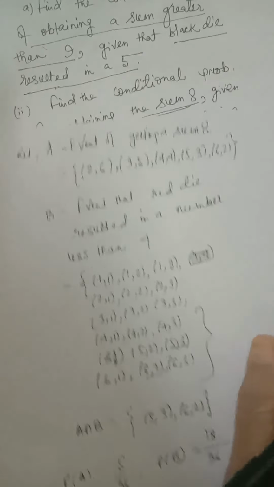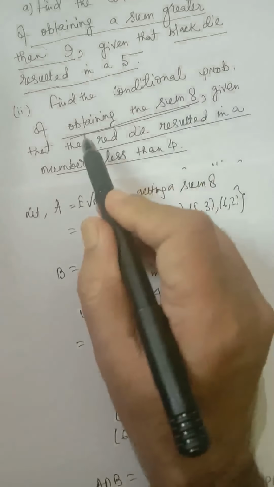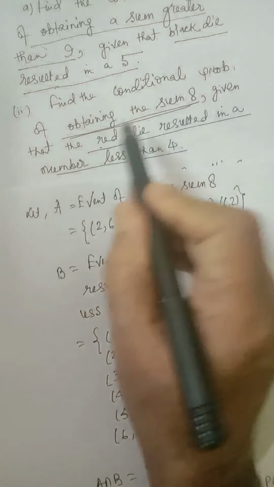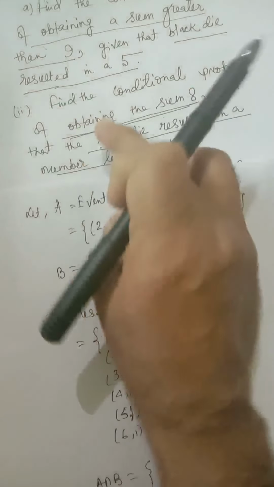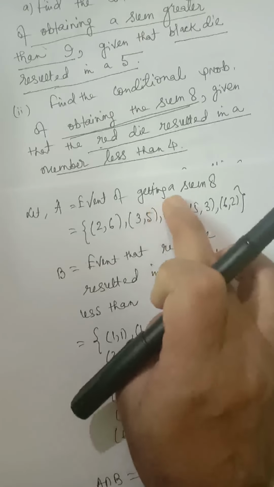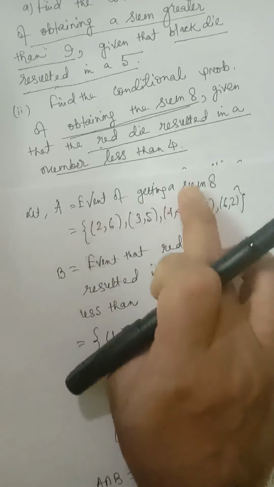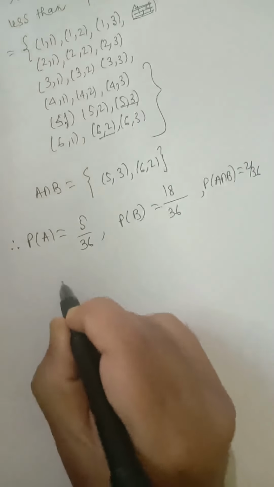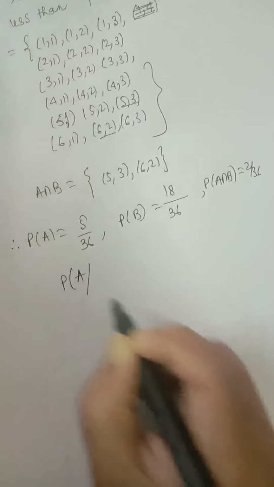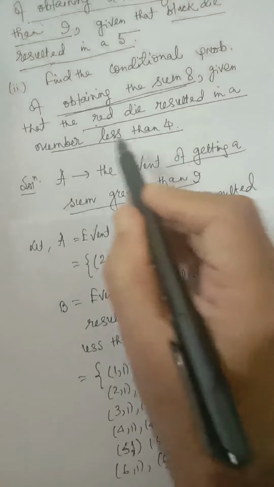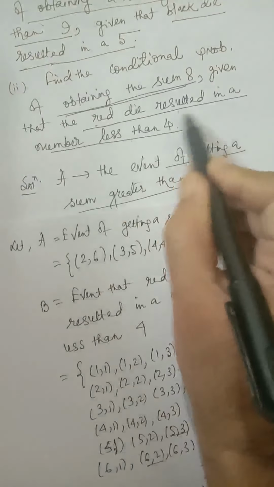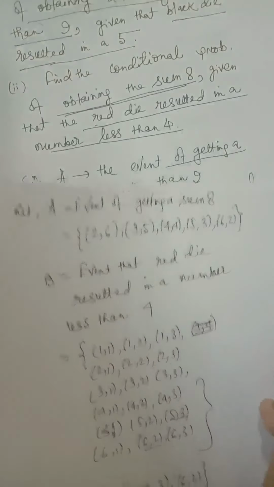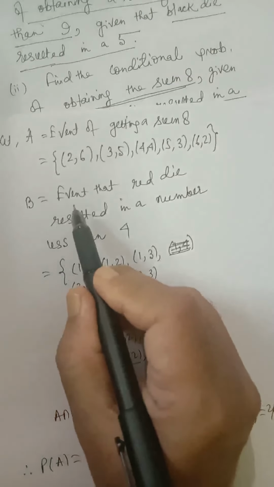Now what we have to find? Find the probability of obtaining the sum 8. We have denoted this event, obtaining a sum 8, by A, and we have to find the probability of this. So we have to write it this way: P of A, given that the red die resulted in a number less than 4, we have denoted that event.